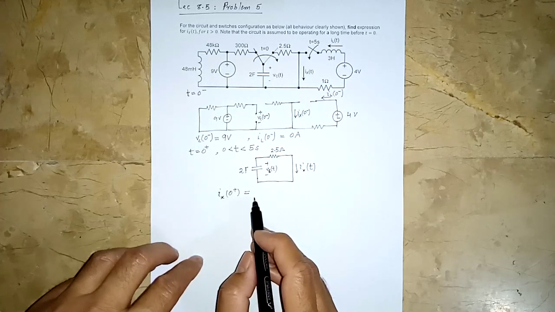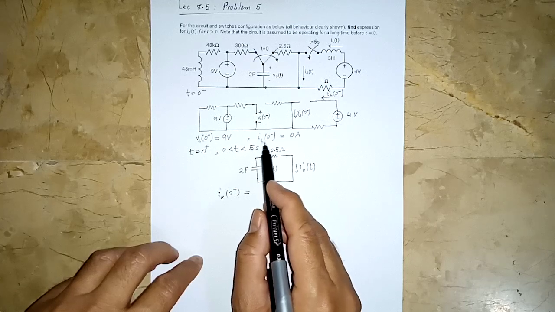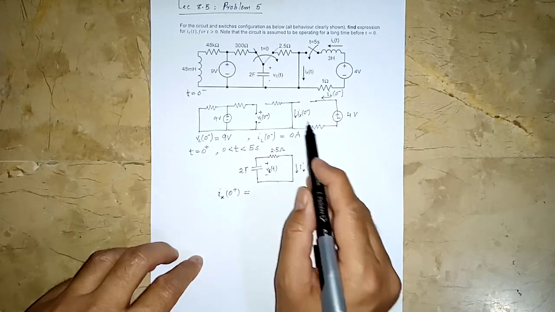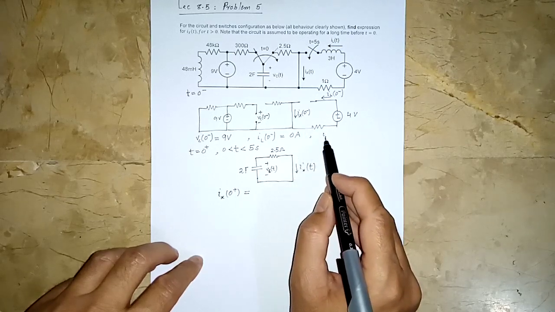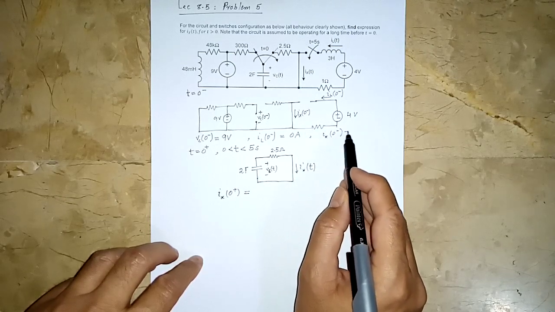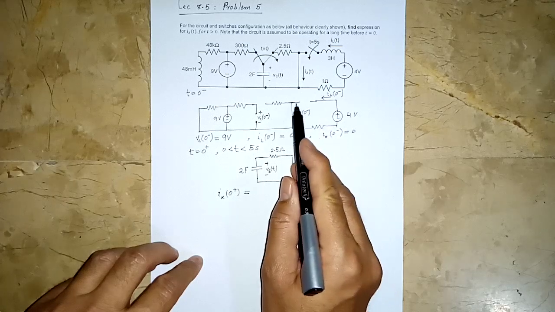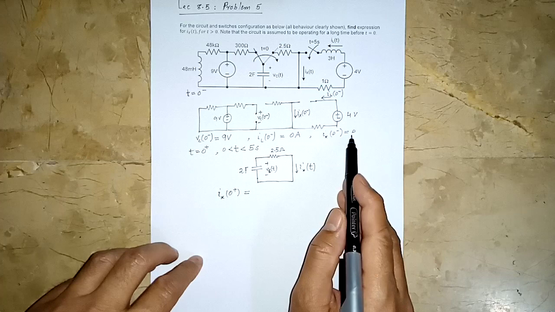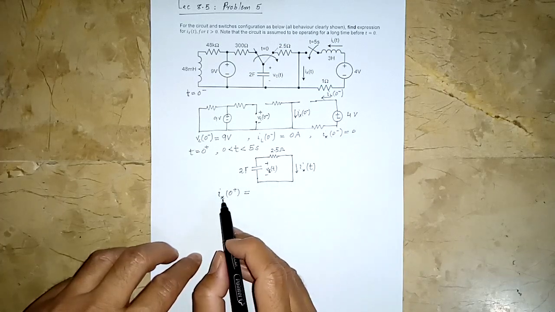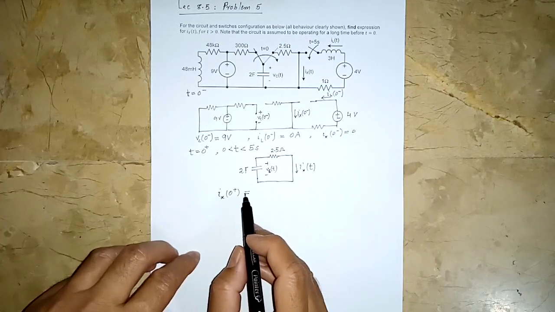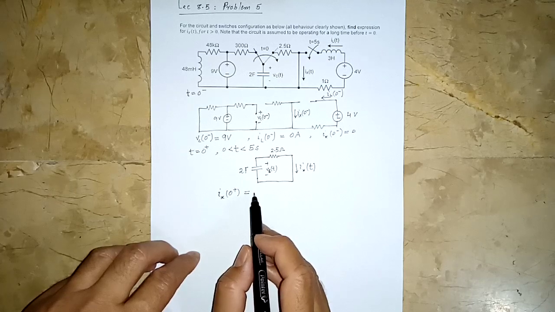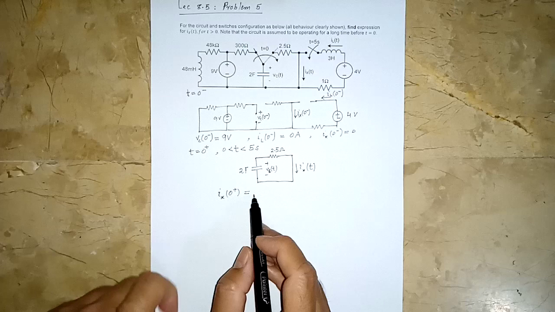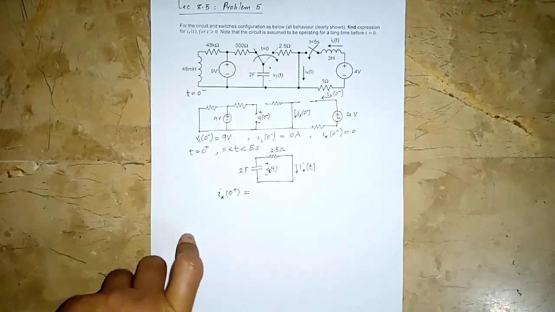We cannot say that IL(0-) is 0, or for that matter in this circuit, Ix at 0 minus is also 0. No current here, no current coming from here. This is open, this is open. Initial value of Ix is 0. We cannot say just after switching the value of Ix would be 0 as well. We cannot say this. Why? Ix is not through an inductor. This is very, very important.